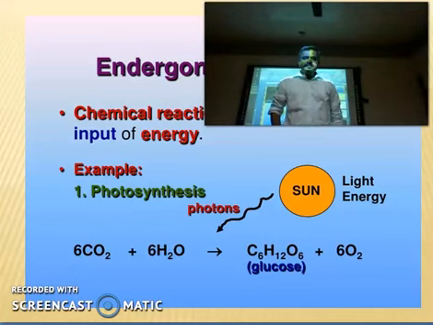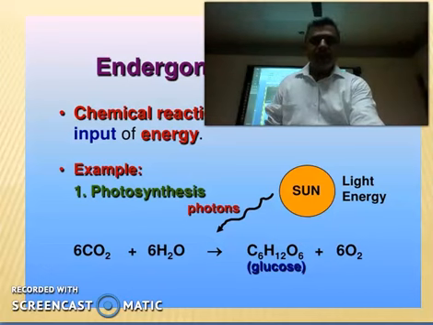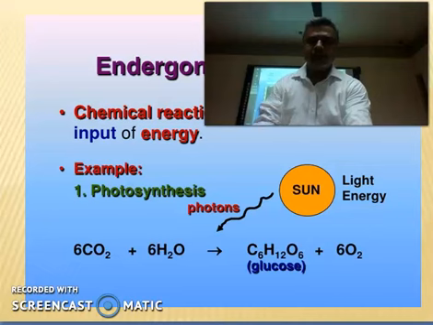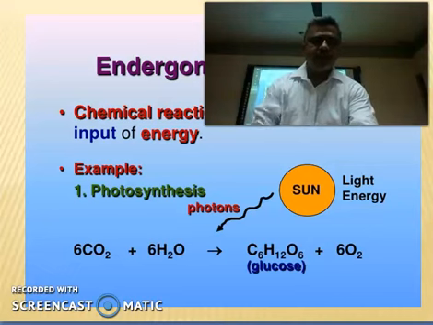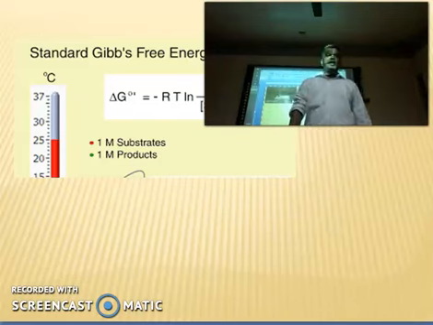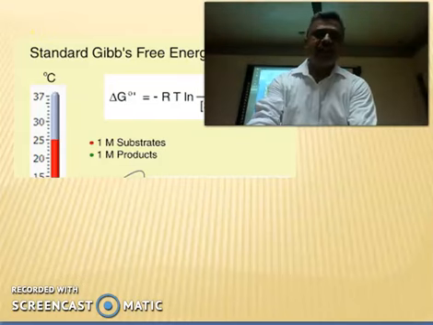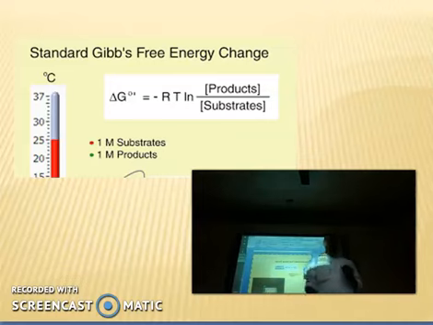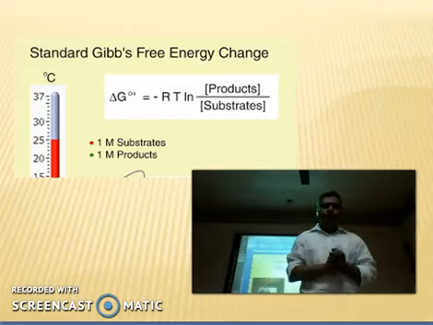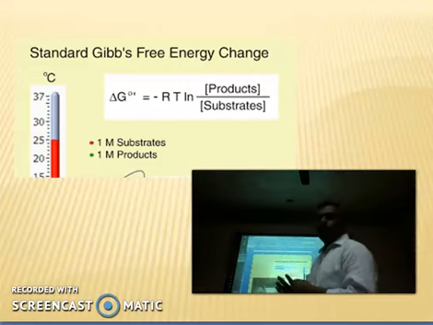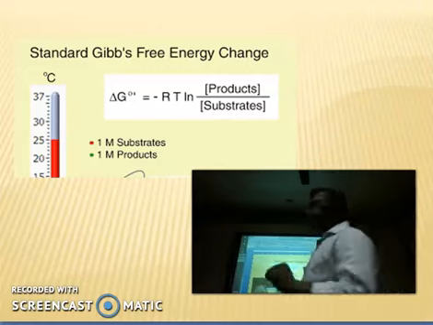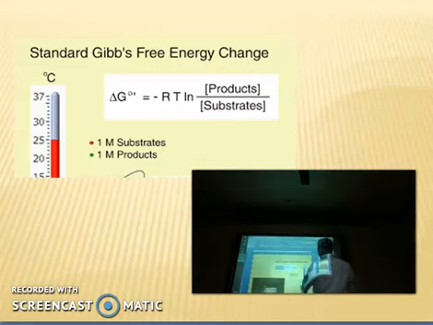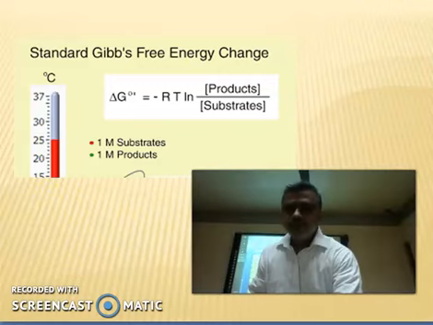Another, we are in a bioenergetic concept only. I am taking a certain concept in between. Standard free energy change, that is delta G. Now you have to remember this delta G0 is equal to minus RT log natural product upon substrate. Okay, 1 molar substrate and 1 molar product. Here T is temperature. Now I will give you the reactions.